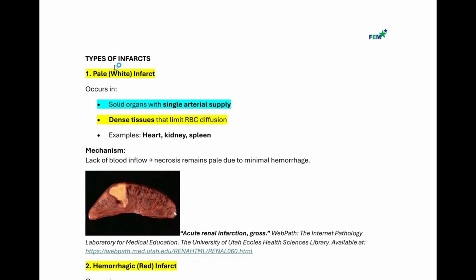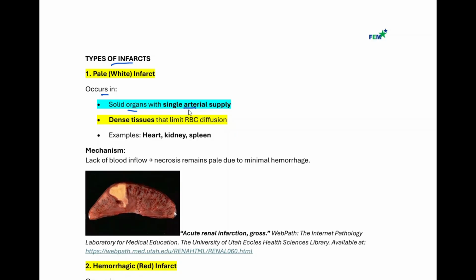So moving on to types of infarct. There are two major types of infarct. We have the pale infarct, which is also called white because it looks white on gross. And we also have hemorrhagic infarct, which is red infarct. Why do we call it red infarct? Because it looks red on gross. And this pale infarct occurs in solid organs with single arterial supply. Examples that we mentioned earlier, the heart, the kidney, and now we're adding spleen.